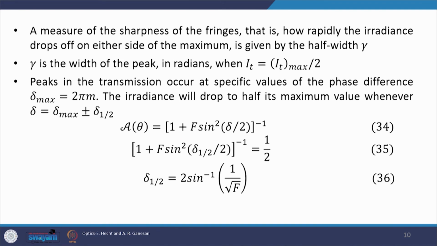The fringes would be sharp if the width is smaller. A measure of the sharpness of the fringes, that is, how rapidly the irradiance drops off on either side of the maximum, is given by the half width gamma. If gamma is small, the irradiance falls off quickly and the peak is narrower. If gamma is large, the irradiance falls off slowly and the peak is wider. Gamma is the width of the peak in radians when I_t is equal to I_t max by 2. When the irradiance goes down to half, only then do we measure and define gamma. This is also clear from this figure.